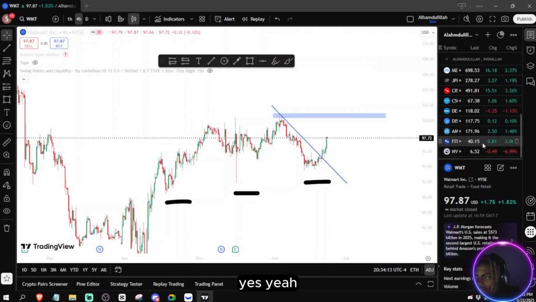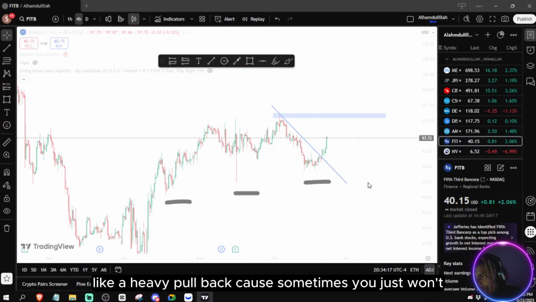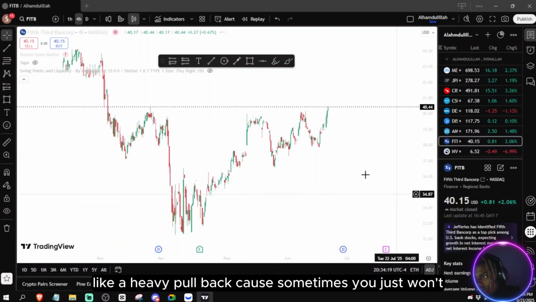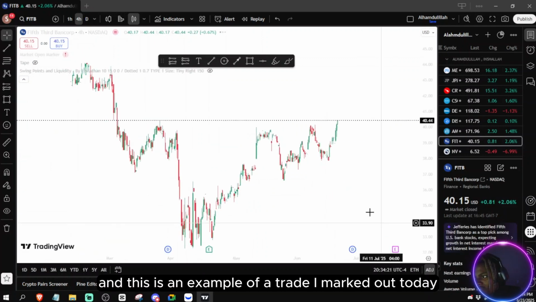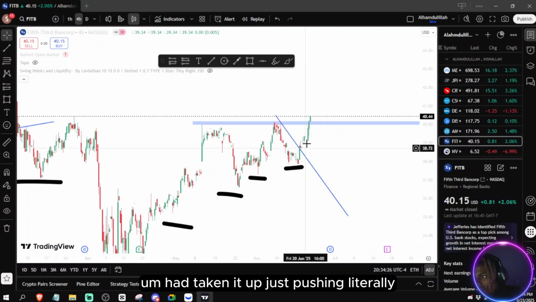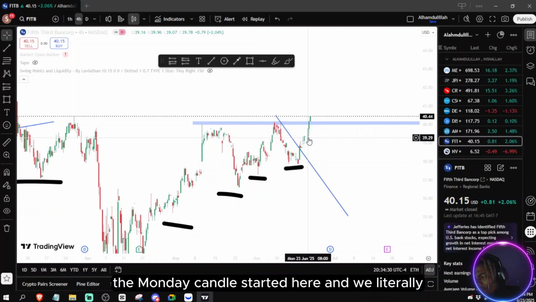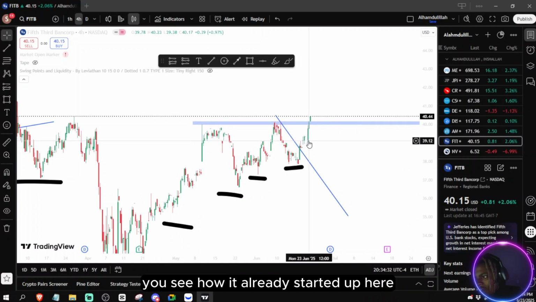Yes. Yeah. 100%. I'll show you an example. Don't think you're gonna always get like a heavy pullback, because sometimes you just won't. And this is an example of a trade I marked out today. Had taken it up, just pushing. Literally, this is Monday. The Monday candle started here, and we literally, you see how it already started up here.